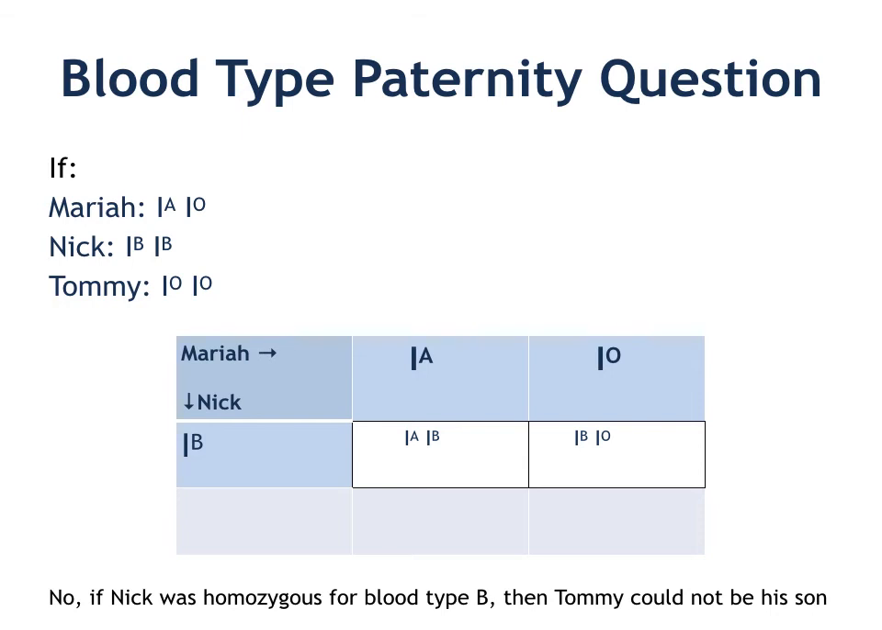You will either have a child who is IAIB, or blood type AB, from Nick donating IB and Mariah donating IA, or Nick donating IB and Mariah donating IO, and therefore their child would be IBIO, which would result in blood type B. So no, if Nick was homozygous for blood type B, then Tommy could not be his son.